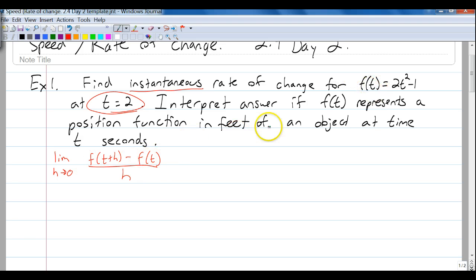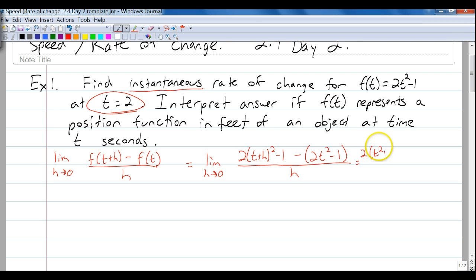So if I start subbing in, well, what is f of t plus h? That's the function when you put a t plus h in instead of a t. So I have 2 times (t plus h) squared minus 1, minus the function, which is 2 times t squared minus 1. Again, you could have put 2 in for t at this point, but we can do that later as well. Doesn't matter. I guess I just tend to do this more often.